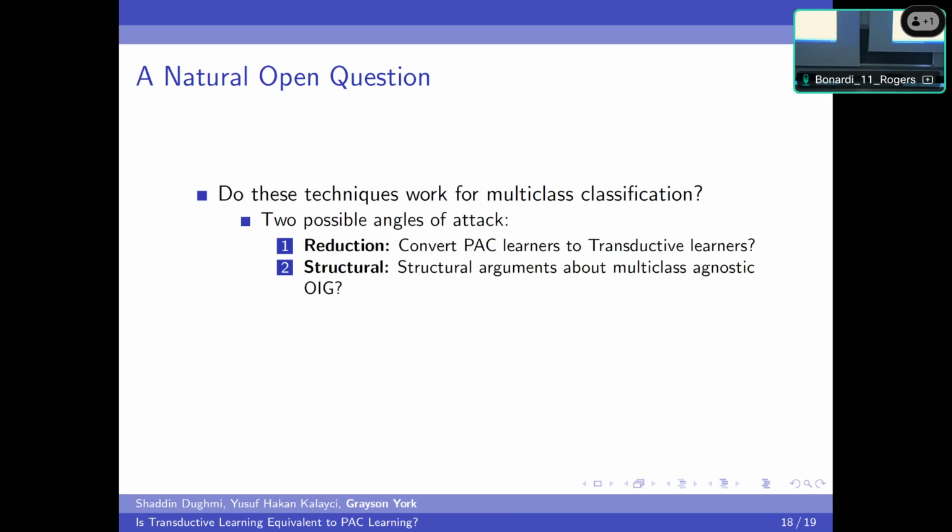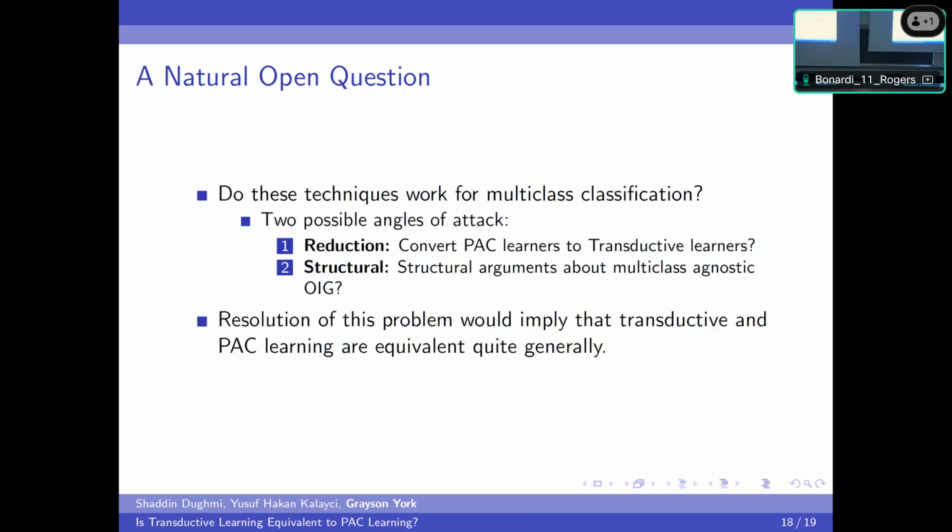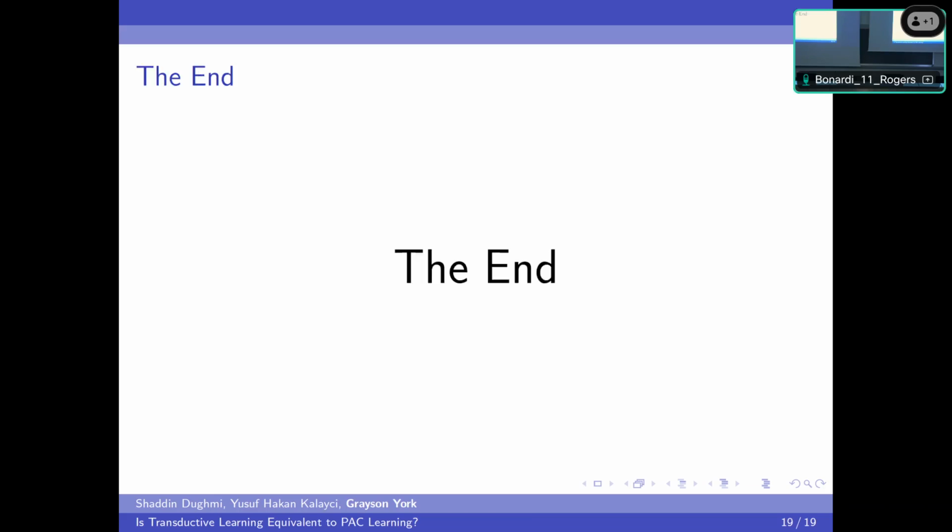One could say that this argument that we described on the previous slide, maybe it also works for multi-class one inclusion graphs. If we could resolve this problem, then that would mean that in a very strong setting, PAC and transductive learning are really equivalent. So thank you for your time, and I hope to see you at the poster session.